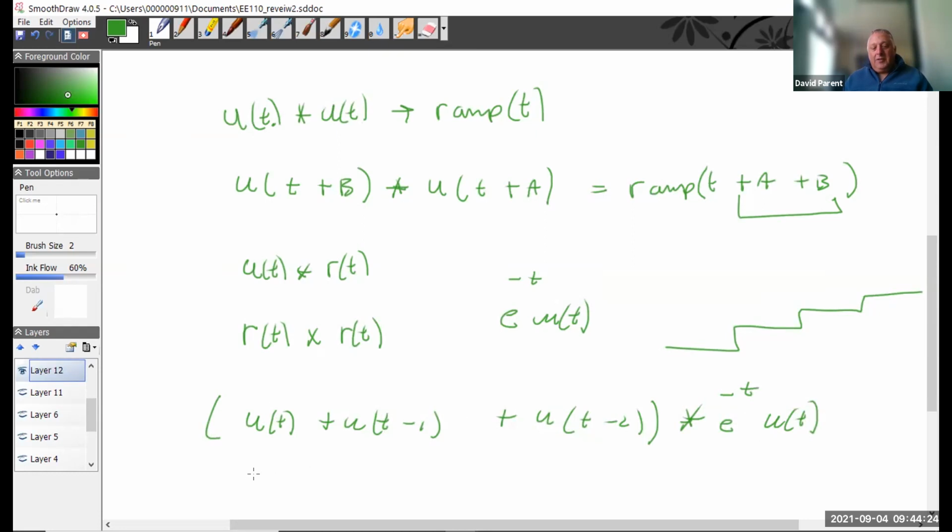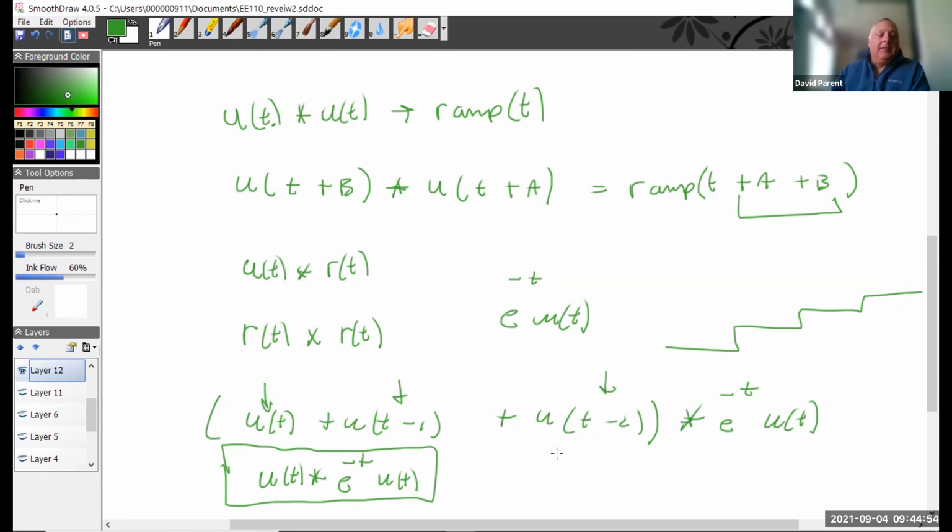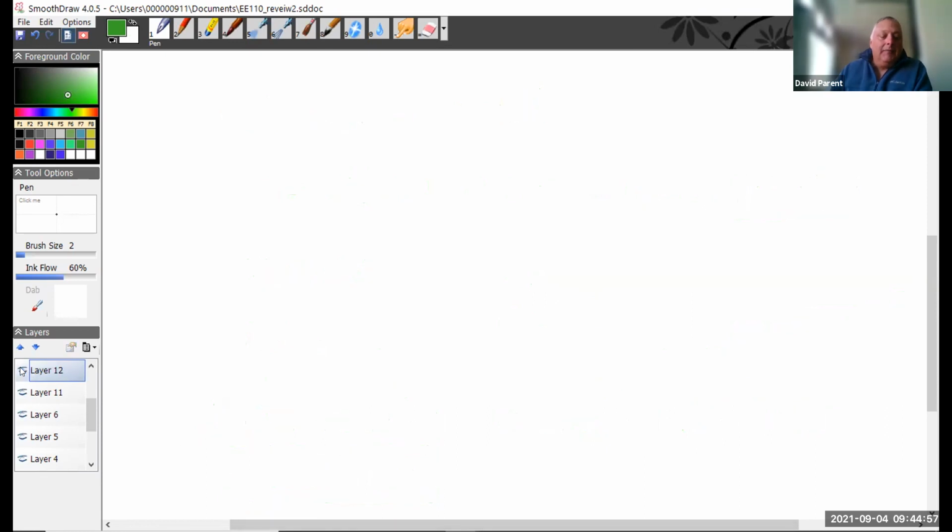But all you really need is to convolve u(t) here, and you get one function. Then you use it here, and you just substitute t for t minus 1 to get the second part, and t minus 2 for t to get the third part. I'm going to stop on that topic for more questions. Okay.